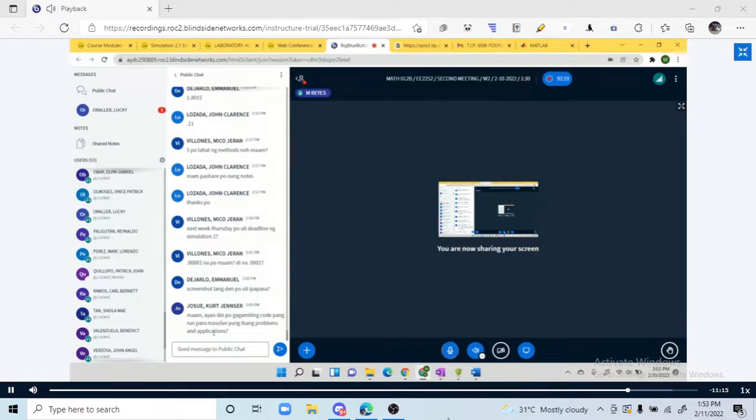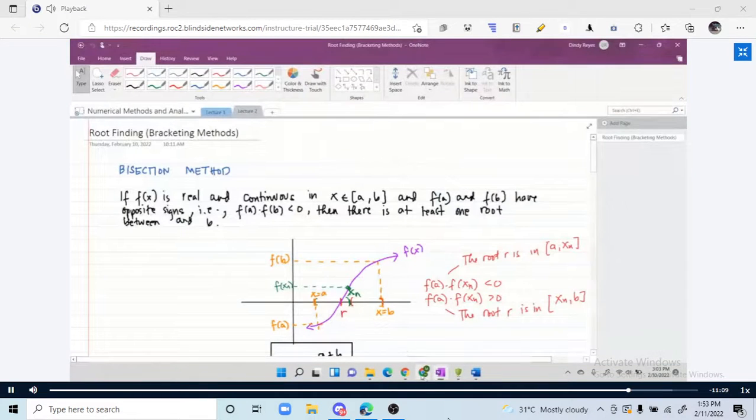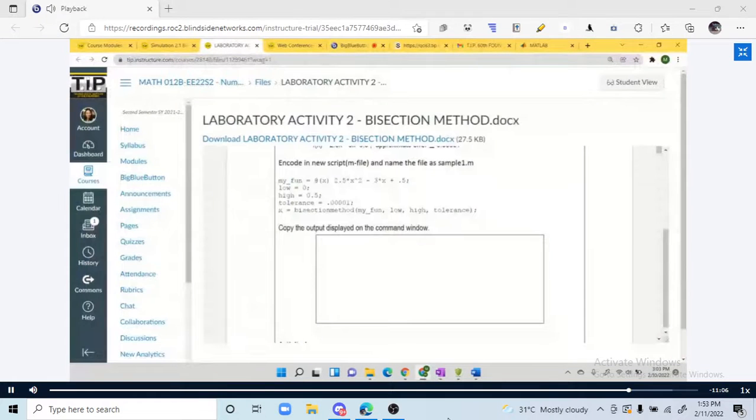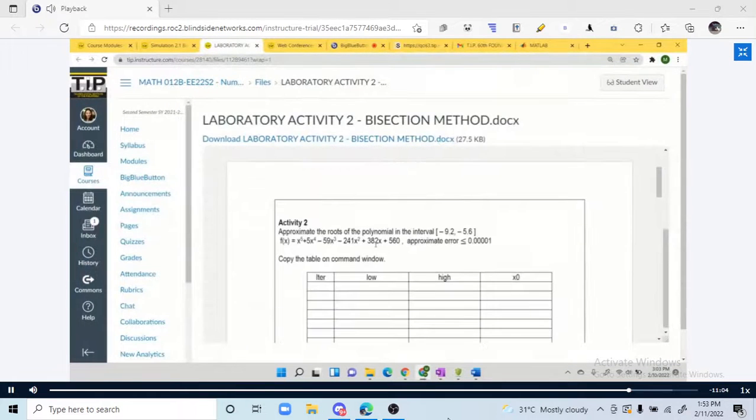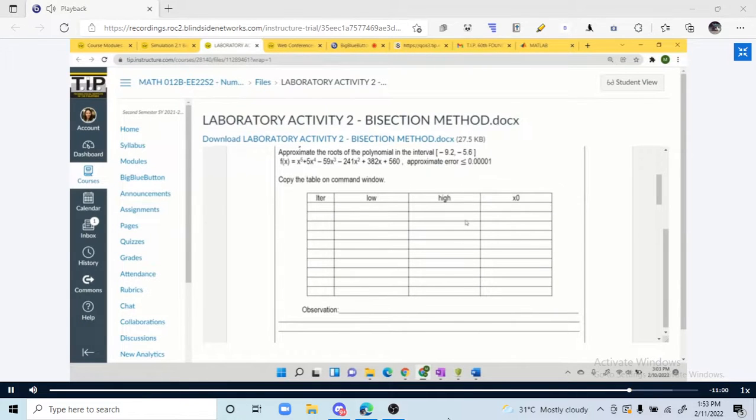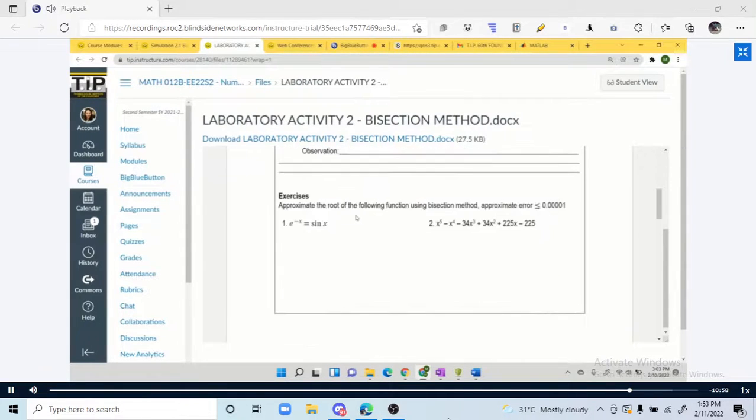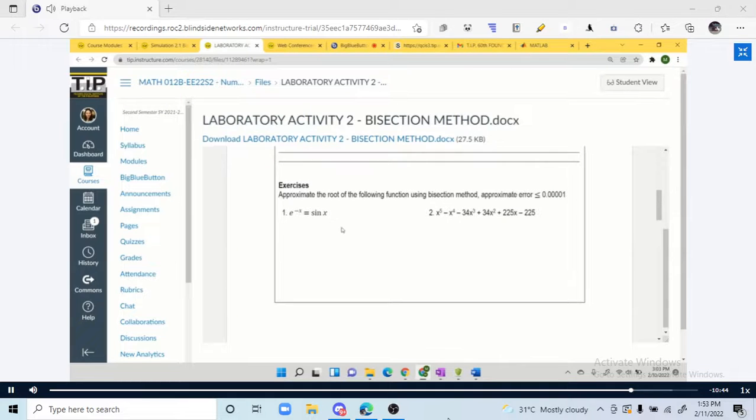Pang-run para ma-solve ibang problems and applications. Yun lang siya. Walang ibang program dito eh. Wala regular fallacy, wala. Ayan o. Approximate the root of the following using bisection method. O, yun din. Iba lang yung tolerance, iba yung function mo. Okay?